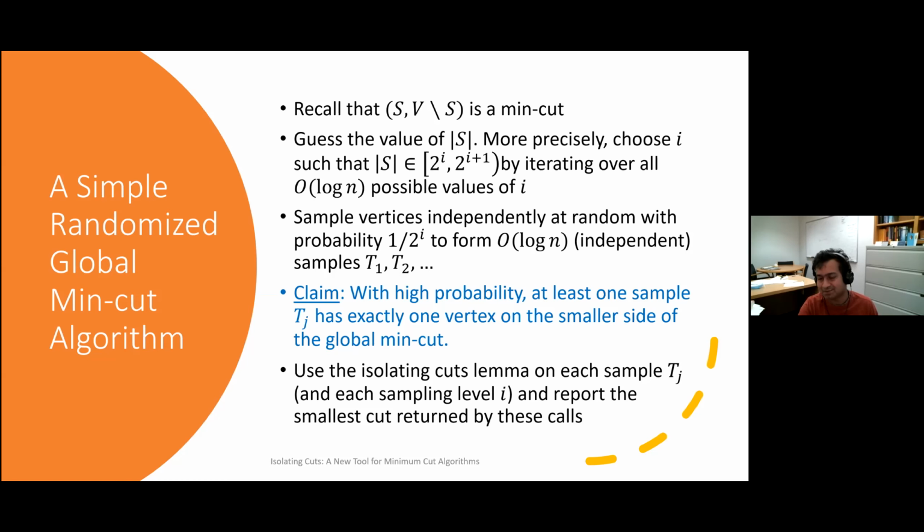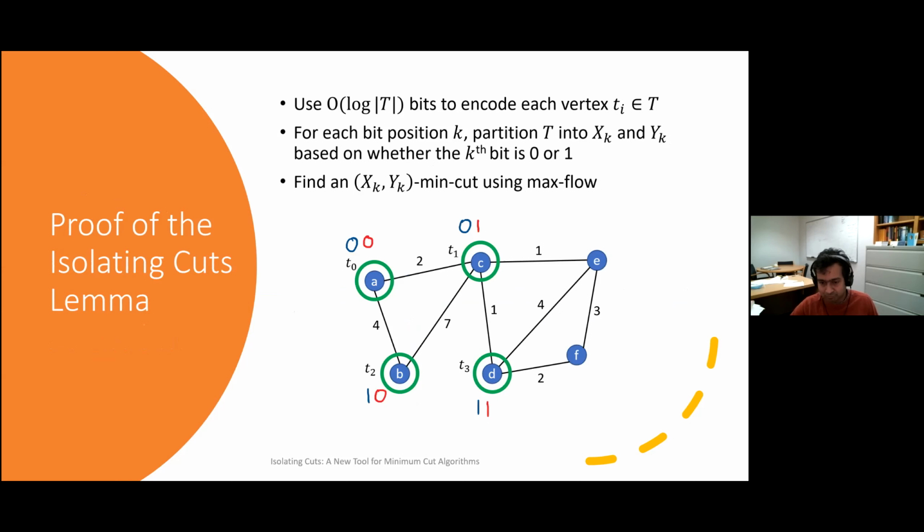Okay, it isn't going to be the case that in a run that doesn't have the properties of the sample that we desire, we are going to get some cut that's smaller than the min cut. That's not possible. We are still going to get a cut, and by definition, the min cut is the smallest. So all I need to establish is that I do see the min cut in one of these runs. And that's exactly what we argued earlier. Okay, so that's the simple randomized algorithm. And as I said, this can be de-randomized.